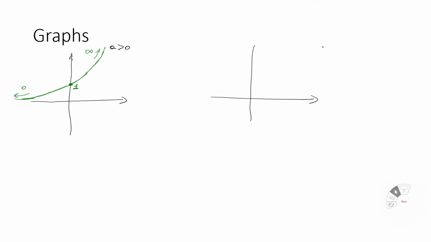And if a is less than 1, then we get the opposite. Then the function starts off, comes from infinity like this, passes through the value 1, and dies out and goes to 0. So we go to 0 in the positive x direction, and we go to infinity in the negative x direction. And then last, well, what do you do for a equal to 0? Well, then f of x is 0 to the power x. That is 0.